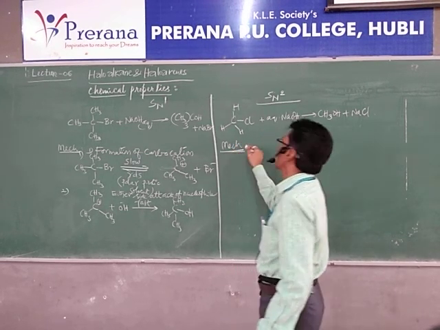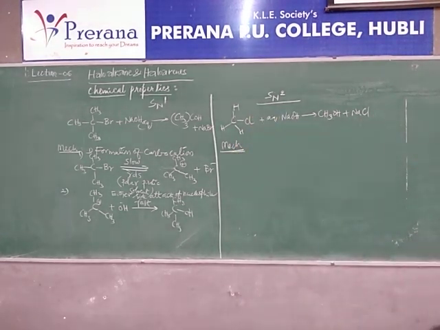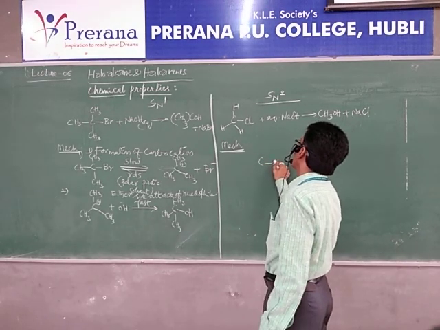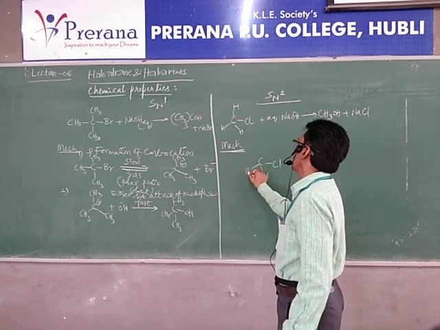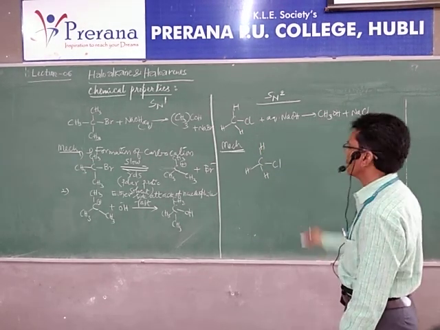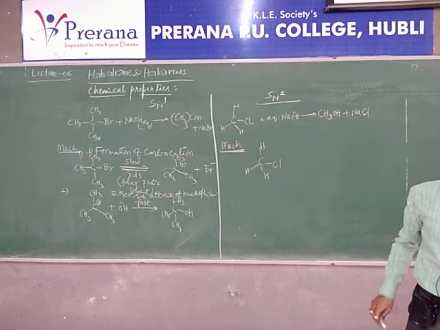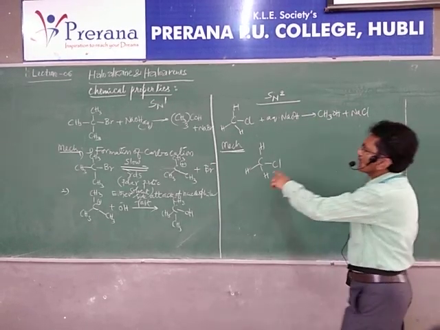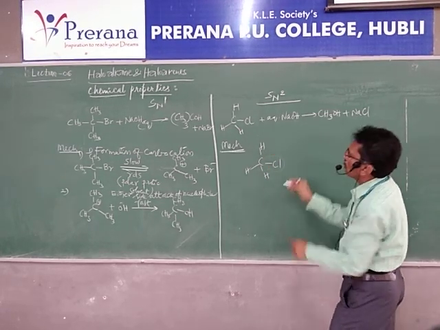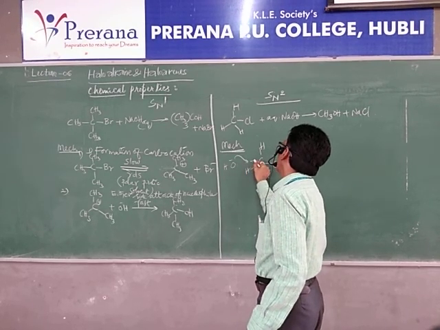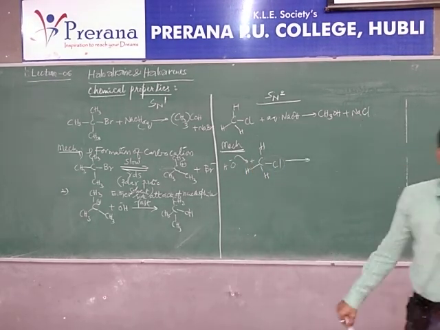Here no intermediate is involved. The intermediate involved in SN1 is a carbocation. No intermediate is involved in SN2. It involves the formation of a transition state. How does it happen? C-Cl bond, H, H and H. This is CH3Cl. Here, where is the OH minus ion attacking? OH minus attacks the backside of the C-Cl bond. So that is a backside attack of the nucleophile. It is a slow step.